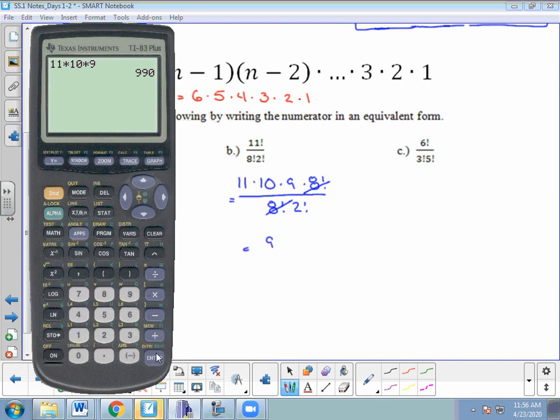It's 990. The denominator is 2 factorial, which remember, 2 factorial just means 2 times successive numbers down to 1. So just 2 times 1. So basically this number is 990 over 2. And so I can divide that in my calculator and get 495.